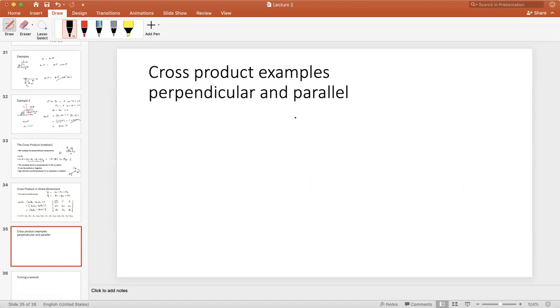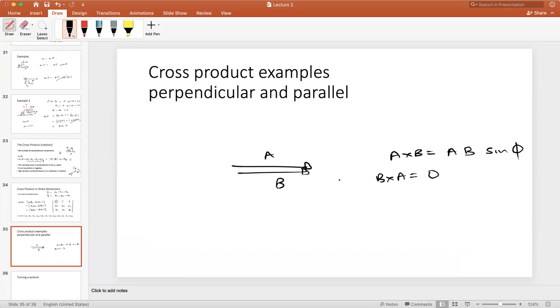And because they're rotations, you have to be really clear and think about this. But first of all, let's do a couple. A and B are on top of each other. Remember that A cross B is AB sine of the angle between them. Sine of 0 is 0. This cross product is 0. And B cross A is also 0 here.